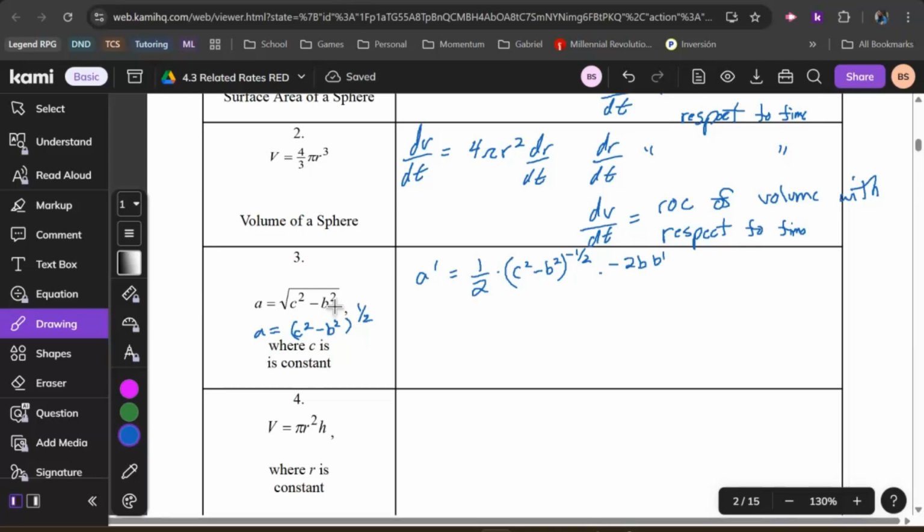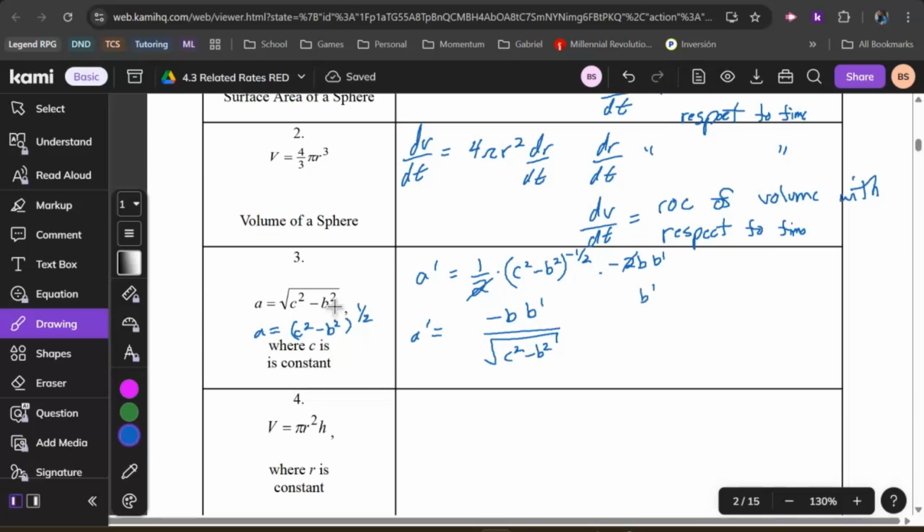Now, if you're doing this with me in class, you know that we don't ever write it this way. We usually actually just go straight to our simplified answer. And so a prime, the 2's are going to cancel here. And we're going to get negative b prime over the square root of c squared minus b squared. And you probably went straight to that if you've been doing them a lot in class with us.